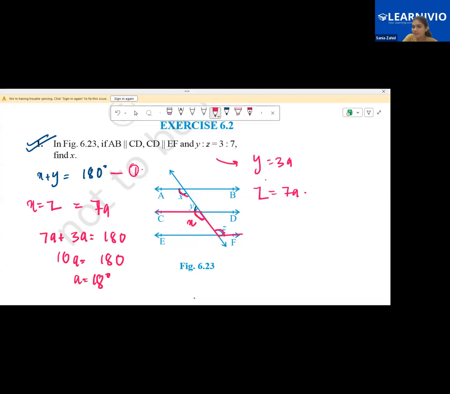So y is 3a, that becomes 3 into 18. Z is 7a, that becomes 7 into 18. And then x was equal to z, that's 7a. So again it becomes 7 into 18. Look carefully, children. Look at the way that we are approaching the question.